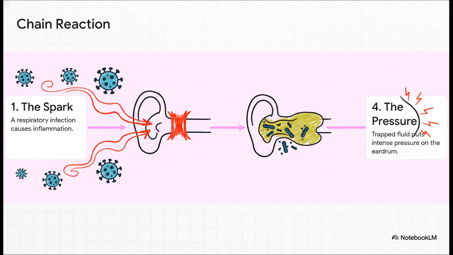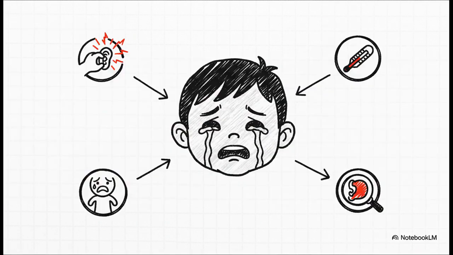that sharp, terrible pain. And what's so powerful here is seeing how every single symptom connects right back to that internal pressure cooker. That sharp pain, that's the eardrum being stretched to its limit. The fever, that's the body's alarm system going off because of the infection. And when you see a baby pulling on their ear, they're not just being fussy. They are literally pointing to the source of the pressure. It all leads back to that one blocked tube.